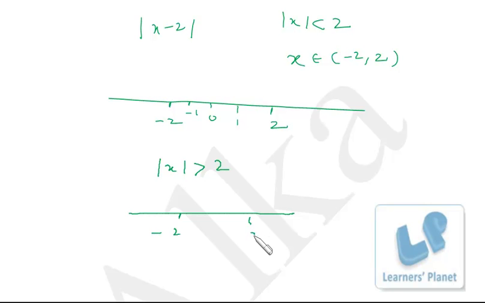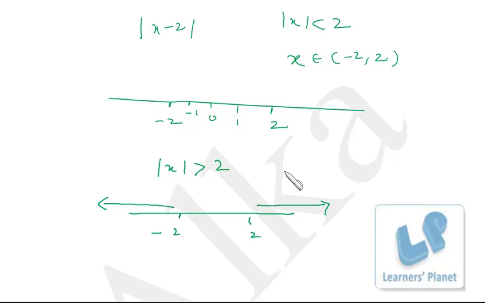This is minus 2, this is 2. On this side and on this side, right? You'll be getting the negative values over here: minus 2, minus 3, minus 4, minus 5. But if you take the modulus of all these numbers, you'll be getting a value greater than 2. Similarly, if you have all the positive values, maybe 2, 3, 4, 5, 6, and if you take the modulus of them, you'll definitely get a value greater than 2. Right? So x should be either less than minus 2 or greater than 2, right?